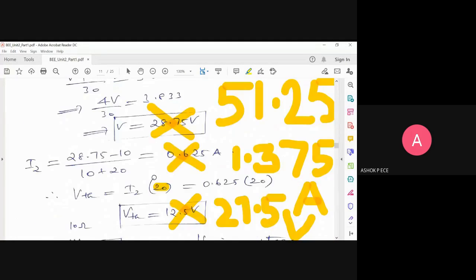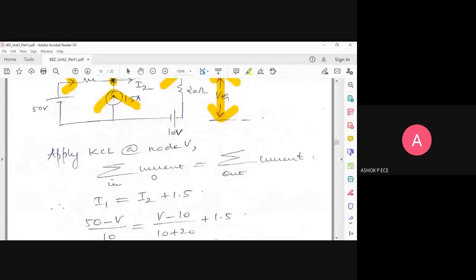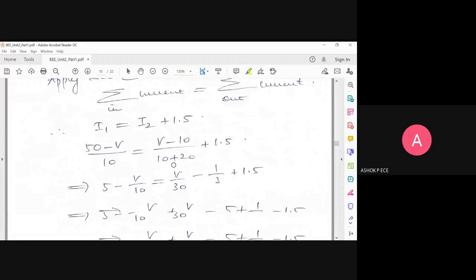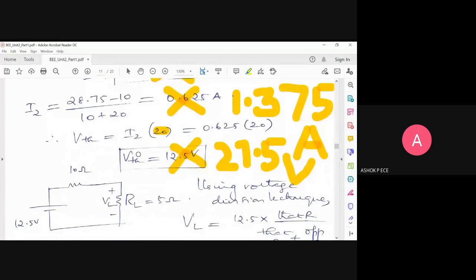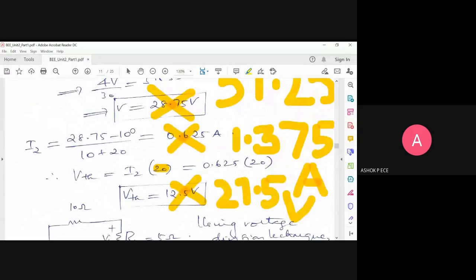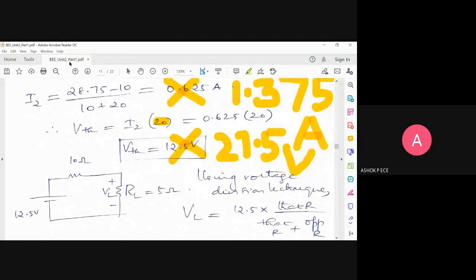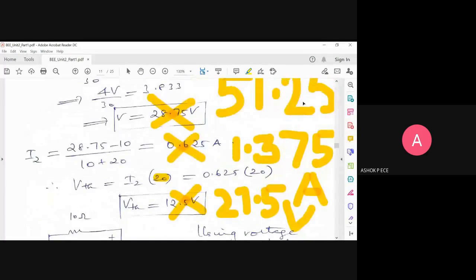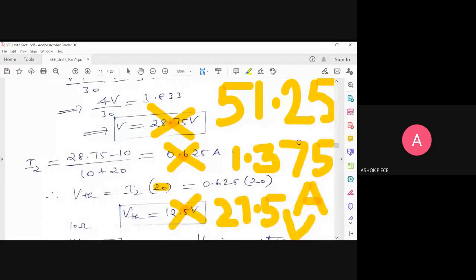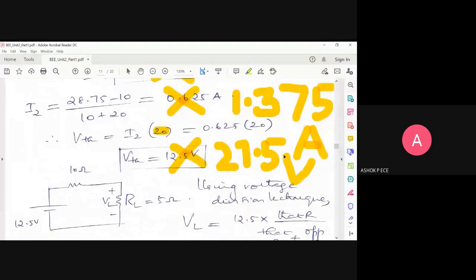So in this problem, note this: when you solve this problem again, my answer is wrong. So don't come to a conclusion from this that what you got is wrong; what I have got is wrong. So in the BW Unit 2 Part 1, page number 11, the values of V, I2 and VTH are wrong. These are the correct values: 51.25, 1.375 amperes and 27.5 volt.